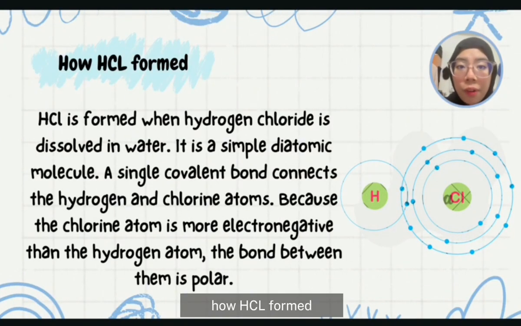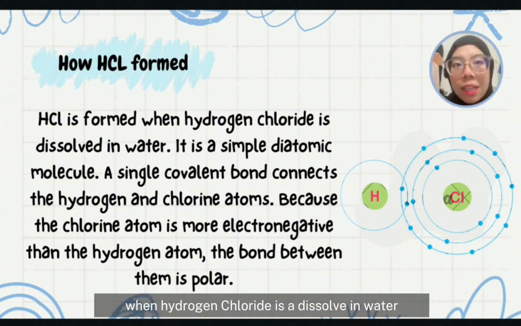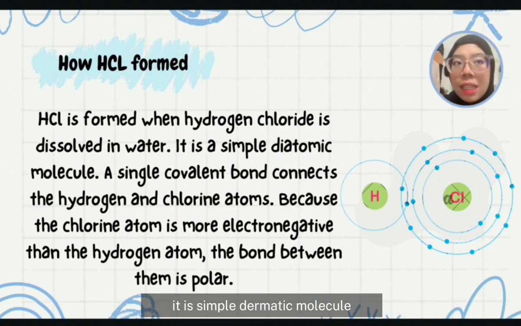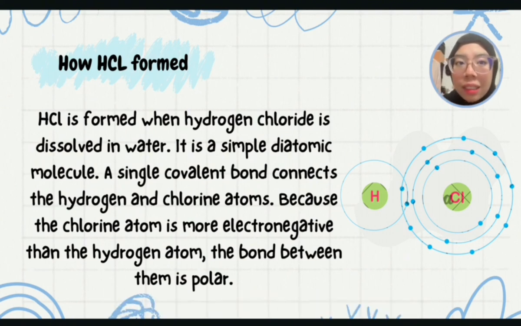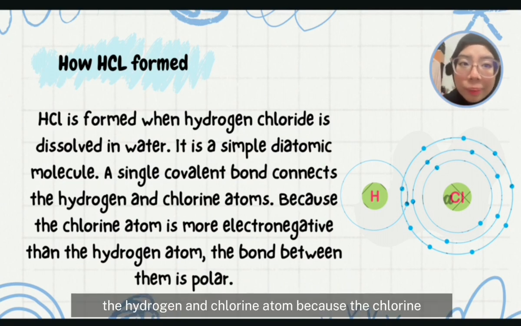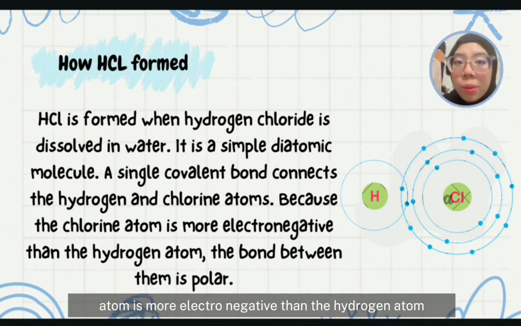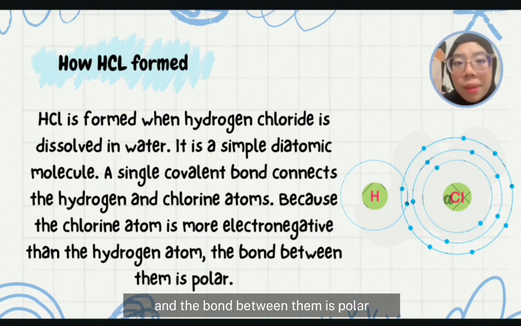How is HCl formed? HCl is formed when hydrogen chloride is dissolved in water. It is a simple diatomic molecule. A single covalent bond connects the hydrogen and chlorine atoms. Because the chlorine atom is more electronegative than the hydrogen atom, the bond between them is polar.